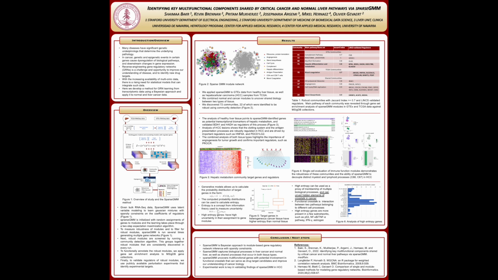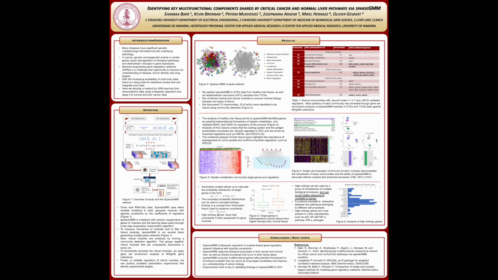As Figure 5 shows, target genes in heterogeneous cancer tissue have higher entropy than normal tissue. High entropy can be used as a proxy of membership of multiple biological processes and can unveil hidden elements of crosstalk in cancer. Functional crosstalk is an interaction between two pathways belonging to different cell processes. High entropy genes are more present in a few subnetworks such as p53, NF-kappa B, TNF-alpha, interferon gamma, and estrogen.